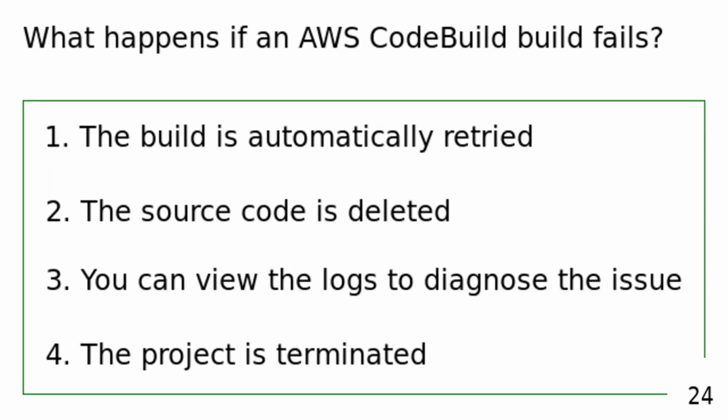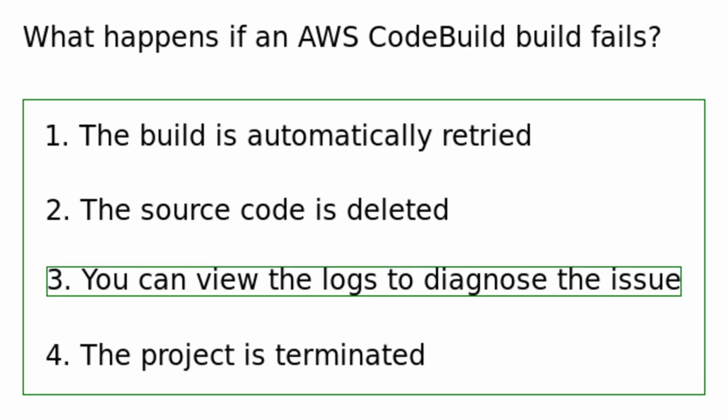What happens if an AWS CodeBuild build fails? The build is automatically retried. The source code is deleted. You can view the logs to diagnose the issue. The project is terminated. If a build fails, you can view the logs to diagnose and fix the issue.